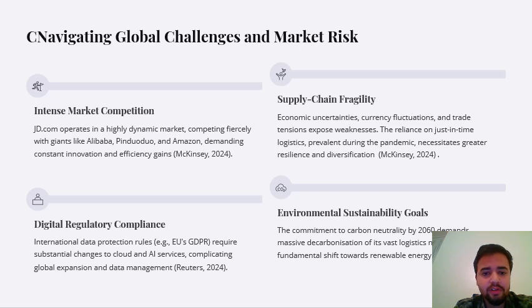as relied upon by millions of Chinese manufacturing centers. Another critical issue is environmental sustainability, with the target of becoming carbon neutral by the year 2060. JD.com will have to decarbonize its logistics and switch to renewable energy sources. Meanwhile, international data protection regulations, including the EU's GDPR, would require considerable compliance changes in the cloud and AI services offered by JD.